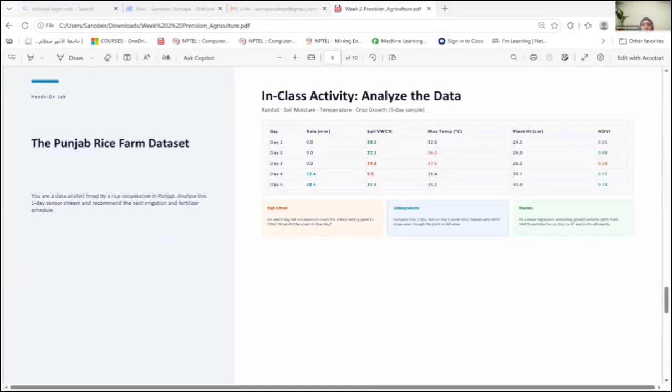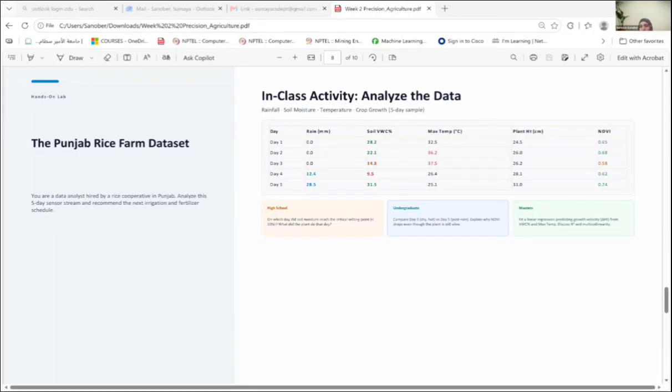So what we are seeing on this slide, slide number 8, is a hands-on activity where we are trying to see how to read a data set. Are you all aware of what a data set is? So here we are trying to see how we can read a data set. Now we are looking at a Punjab rice farm data set. We are examining a 5-day data set from a hypothetical rice farm located in Punjab.